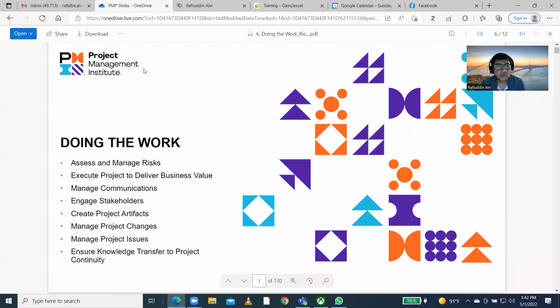Okay, let us go for our syllabus, what we are doing. Doing the work, again, this is coming under the process domain. So we'll be covering assess and manage risk, execute a project to deliver business value, manage communication, engage stakeholders, create project artifacts, manage project changes, manage project issues, ensure knowledge transfer to project team. These are the things which we'll be covering in the doing the work part.